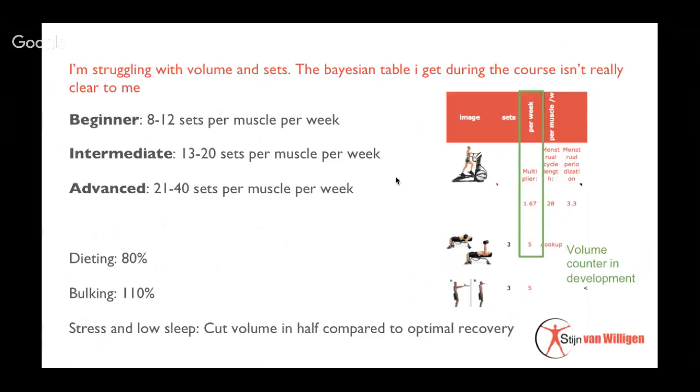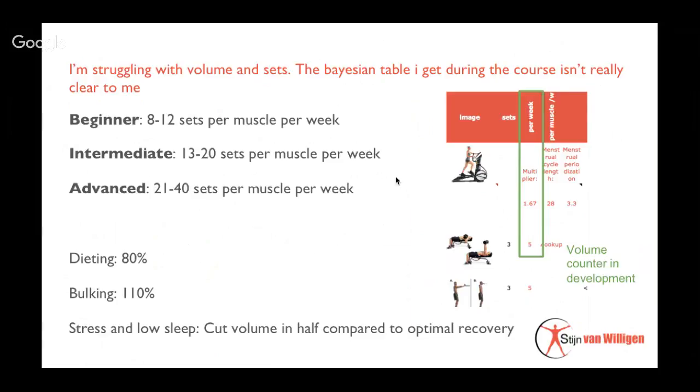But in general, beginners, 8 to 12 sets per muscle per week, intermediate 13 to 20, advanced 21, all the way up to 40 if someone has amazing genetics. If they're still natural, amazing genetics, especially for the smaller muscle groups, and black people often fare better on higher volumes because they do have better genetics in general. And women also tend to be able to do more sets per week per muscle group.